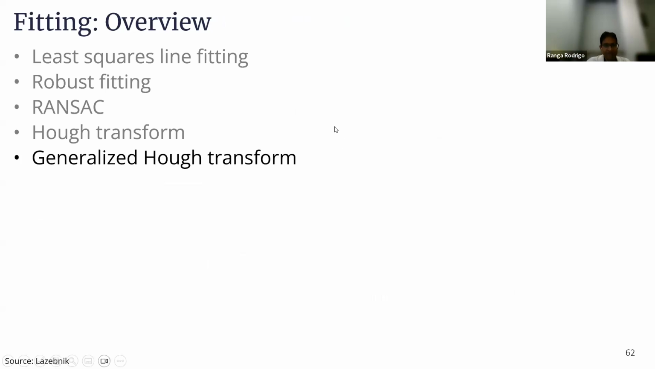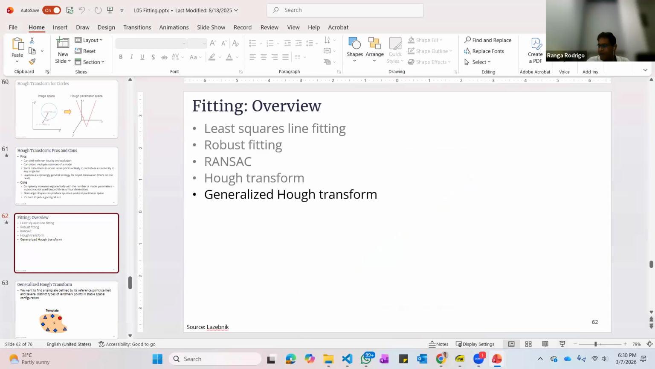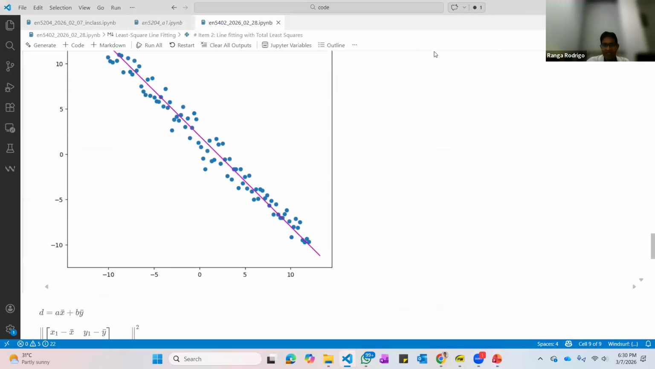So let's do a brief exercise with the Hough transforms before we proceed. We'll do this Hough transforms exercise today.